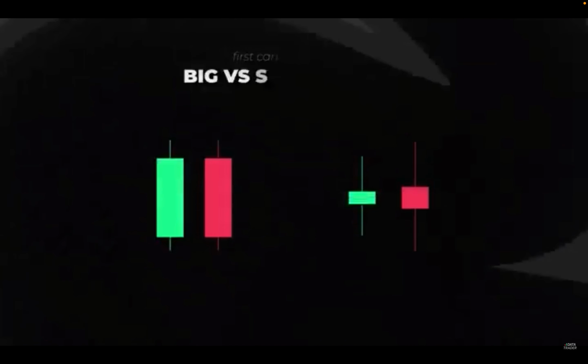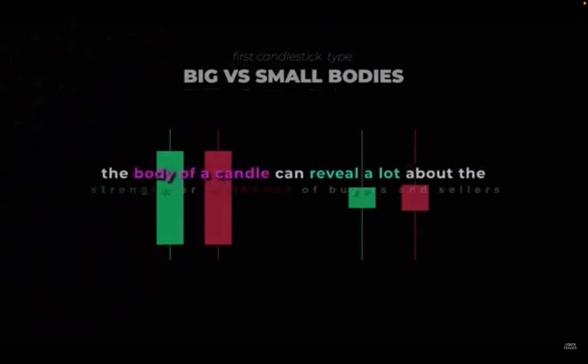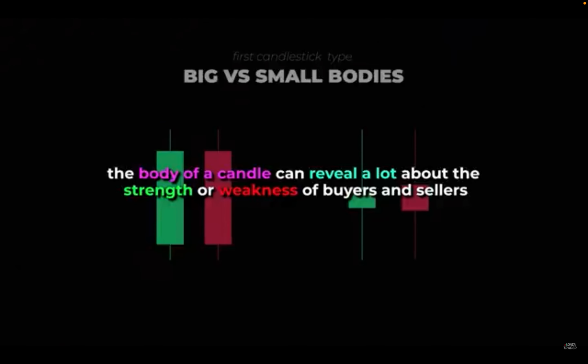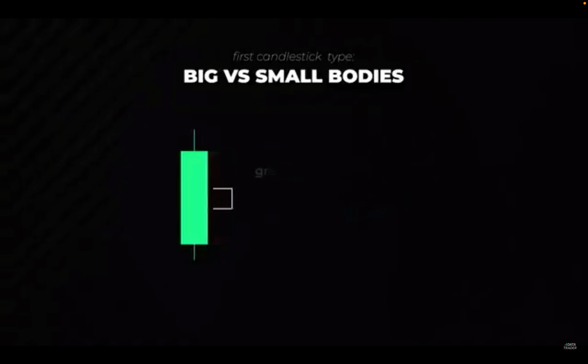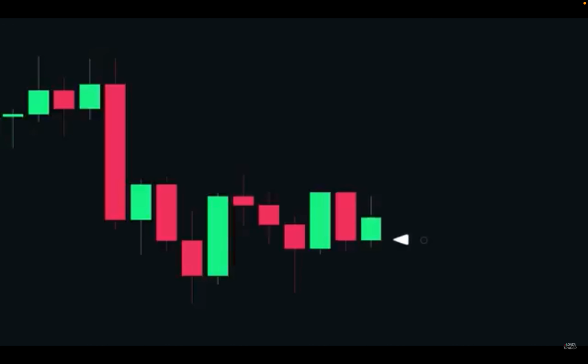The first type is candles with big versus small bodies. The body of a candle can reveal a lot about the strength or weakness of buyers and sellers. For example, let's look at a green candle with a big body. This type of candle shows that buyers were much more dominant. This is because price opened at a lower level, but because the buying pressure was so high and sellers were weaker, buyers were able to push the price up significantly without much resistance from sellers.